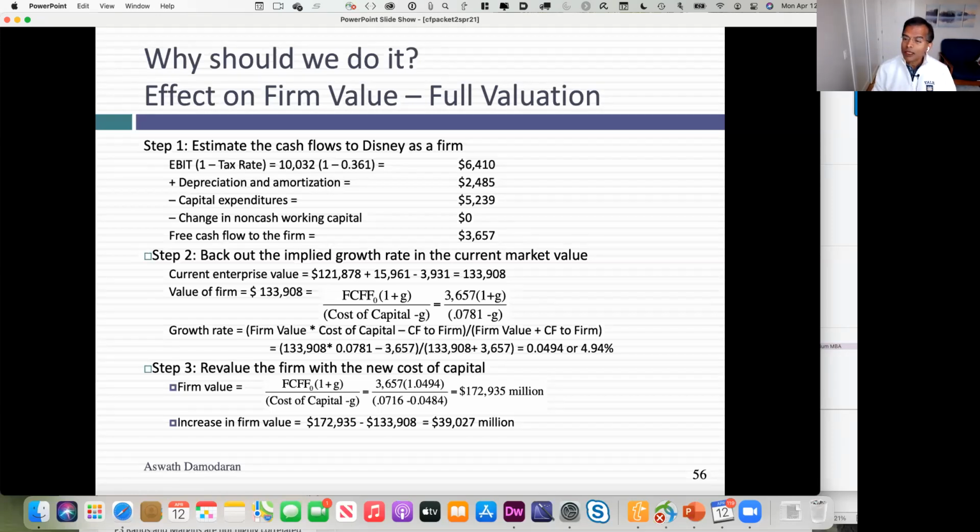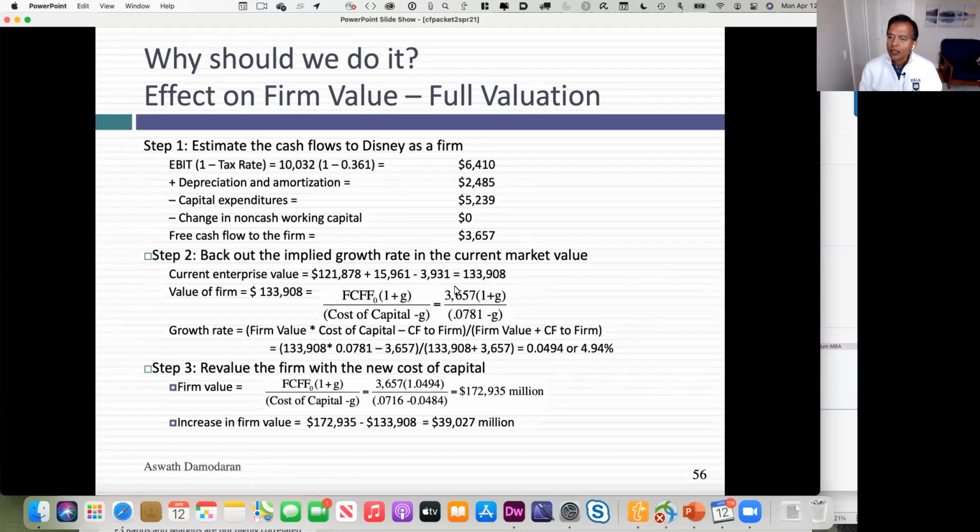As I said, I'm going to keep things very simple. I'm going to assume that I can use a stable growth valuation model, which means to value Disney as a company, I'm going to take my expected cash flow next year, 3,657 grown out 1 year, and divide by cost of capital minus the growth rate. It's a perpetual growth equation. I actually know what Disney's enterprise value is right now as a company. So when I look at how Disney is being priced by the market, the value is about 133.9 billion.